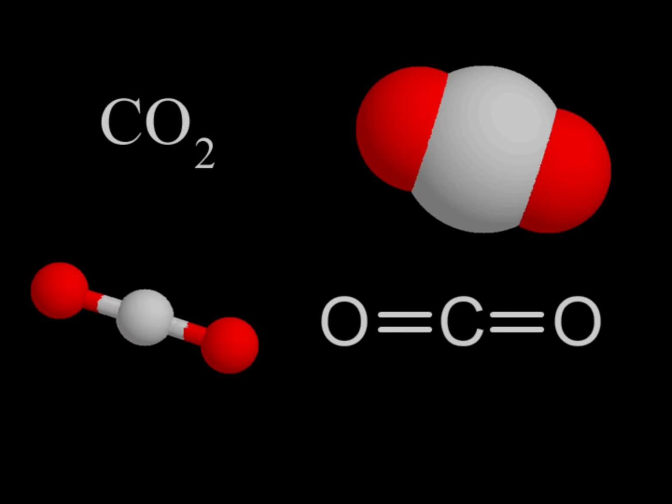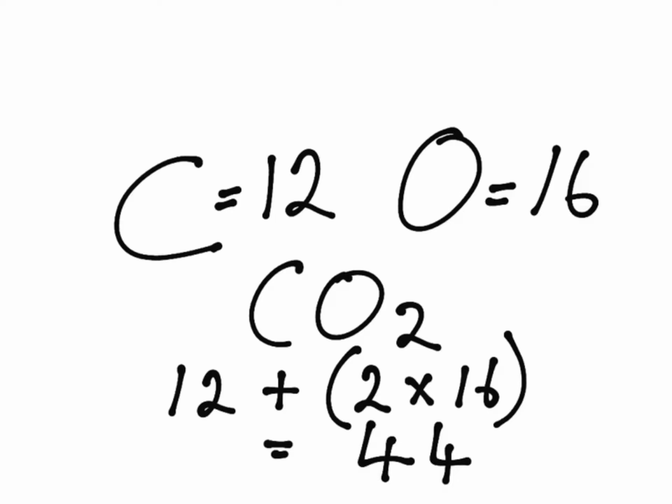Once we know the relative atomic mass of different atoms, we can use them to work out the relative mass of a formula or of a molecule. Here we've got a molecule of carbon dioxide represented in 4 different ways, but all of these models show that carbon dioxide is made up from one carbon atom and 2 oxygen atoms bonded together. So how do we work out the relative molecular mass?